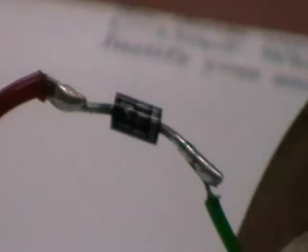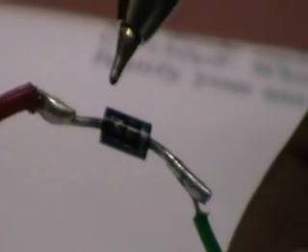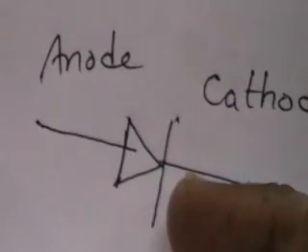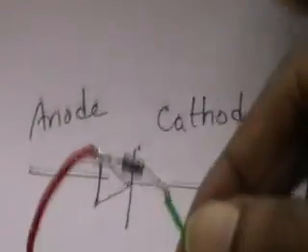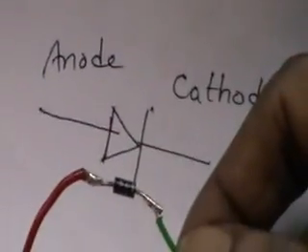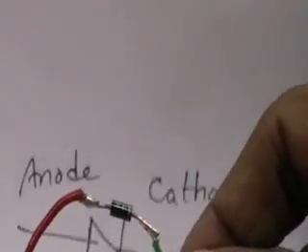So this green color wire is connected to the cathode of the diode, and the red one is connected on the other side to the anode. This is the actual diode symbol. So in the circuit, this arrow indicates the anode, this one indicates the cathode. So the silver ring is the cathode one. This is the way we have to connect the diode. This is the normal one.